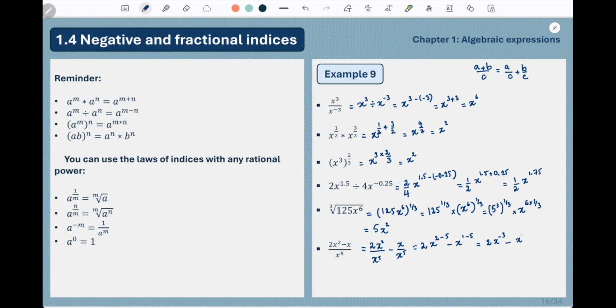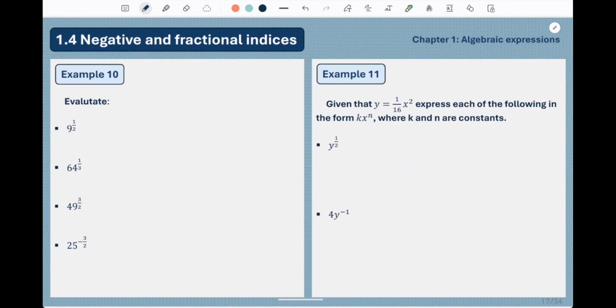Minus x. 1 minus 5 is simply minus 4. And this marks the end of example 9. So let's move on and do more of this in example 10, where we will evaluate these expressions over here. Let's get started with the first one. The first one says 9 to the power of 1 over 2.